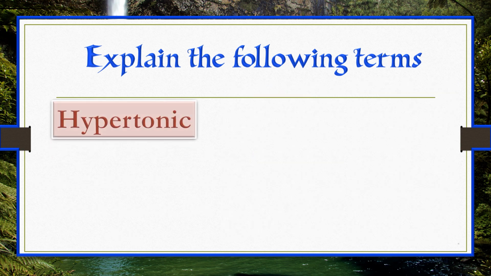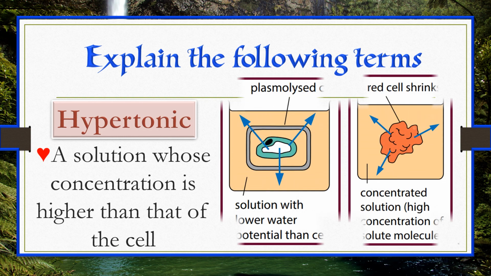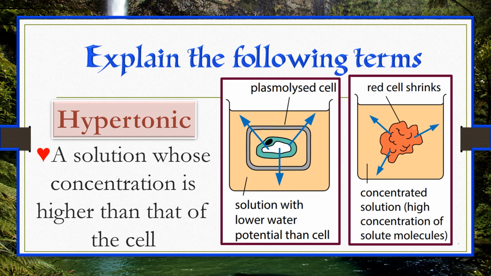Hypertonic. A hypertonic solution is a solution whose concentration is higher than that of the cell. Let's look at the plant cell. In the plant cell, the solution in the water or in the container is hypertonic, meaning that it is highly concentrated compared to the solution in the cell.